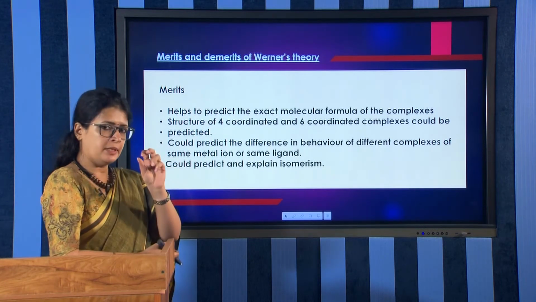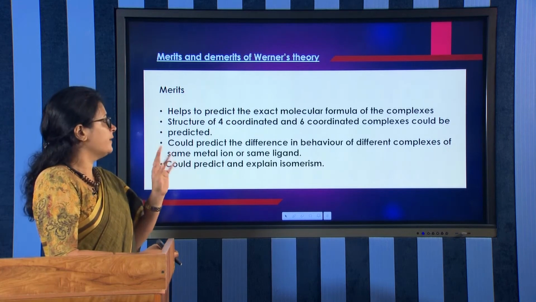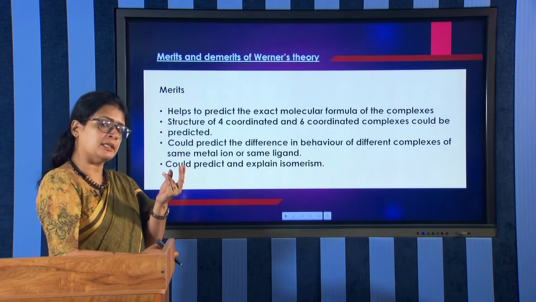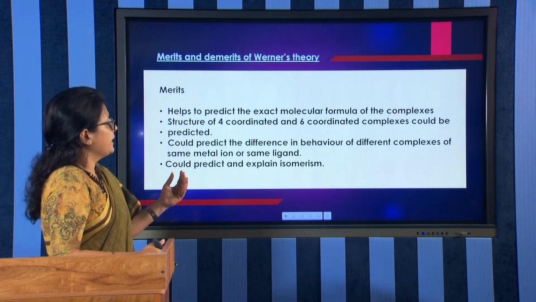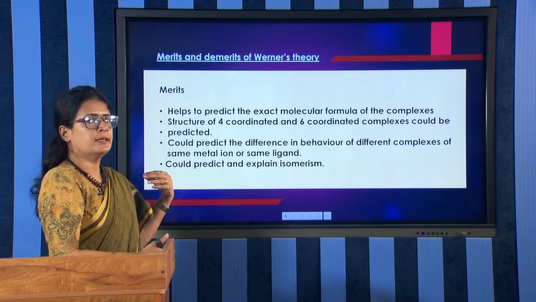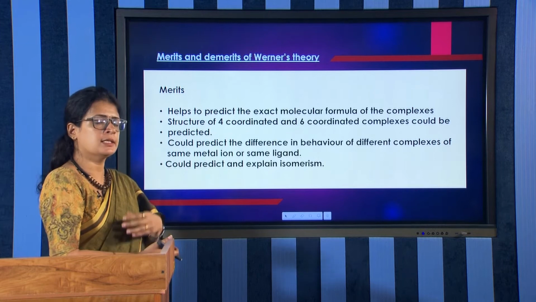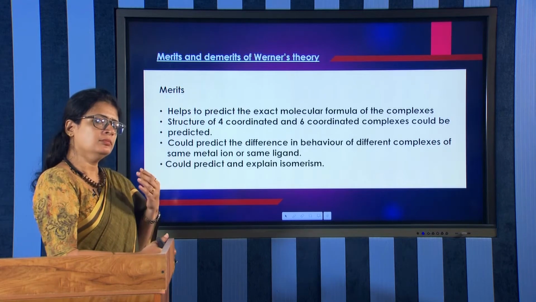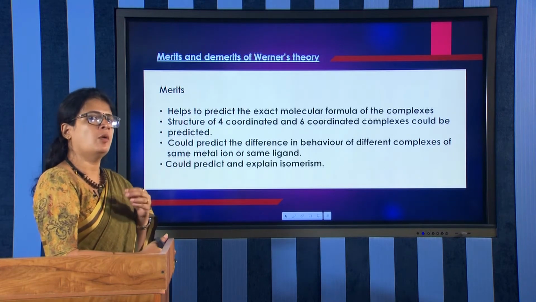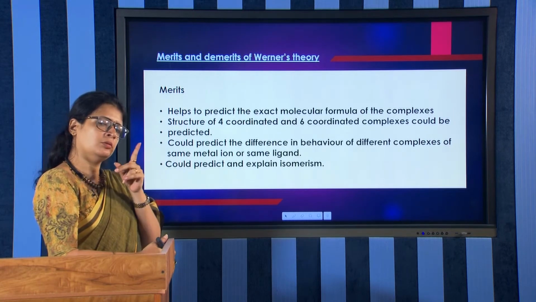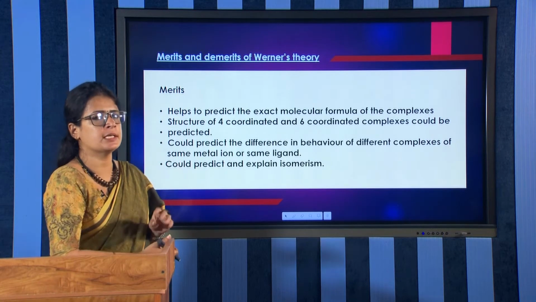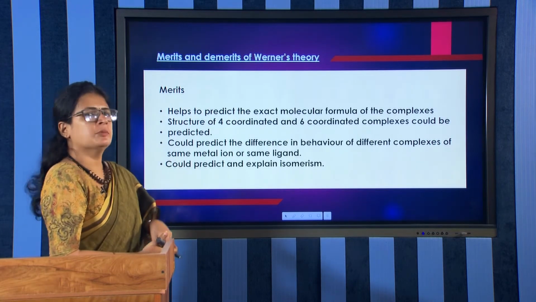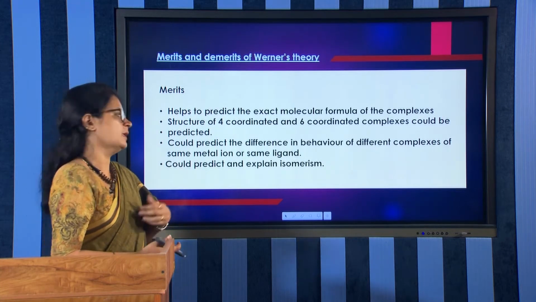You have seen that the same metal ion and same ligand will form different complexes. It could predict and explain isomerism also. You have seen the cis and trans isomers in the third complex, CoCl3 with 4 NH3. It showed 2 types of complexes, that is the cis form and the trans form. When the 2 chloride ions are in adjacent positions, it is a cis isomer, and when they are in opposite directions, it is a trans isomer. So, isomerism could be easily explained by this theory.